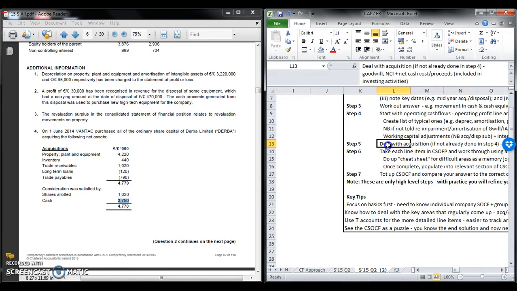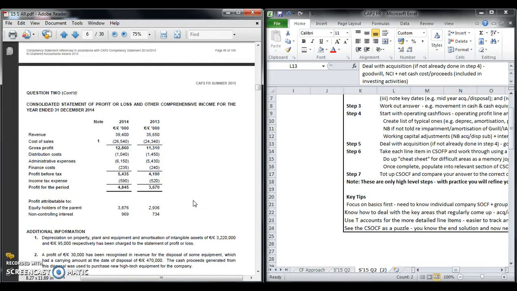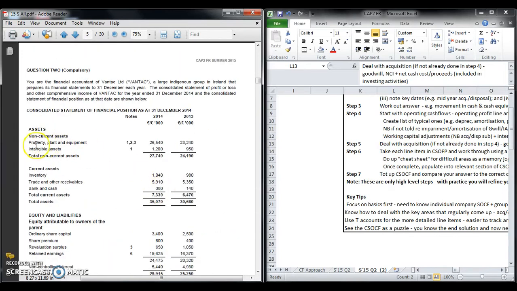That's dealt with the acquisition if not already done so. Now we're going to just take each line item and work it out. So again, just start at the start, be very methodical. Start here. If we haven't explained, we've done inventory and trade receivables, we start at each single line item.